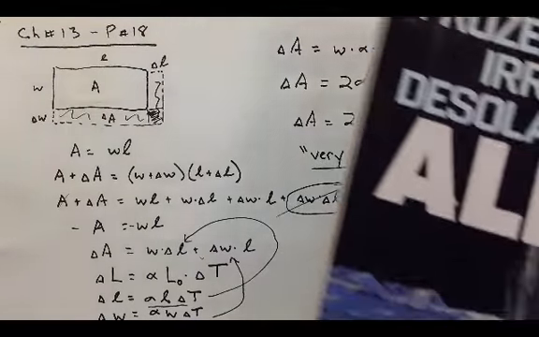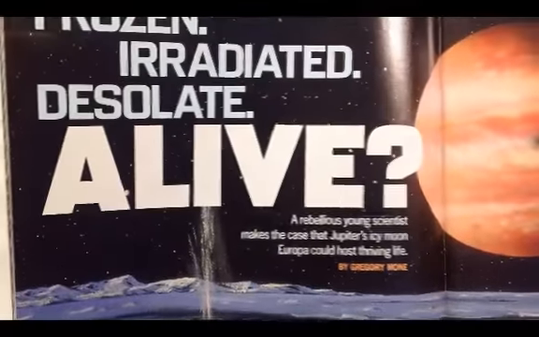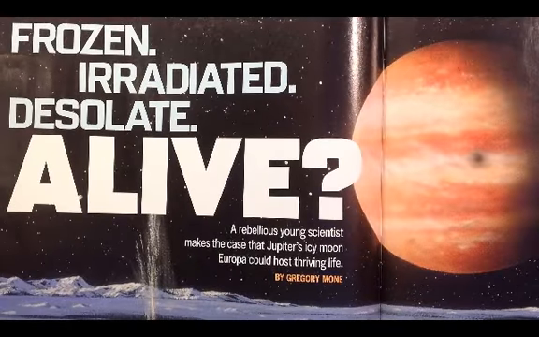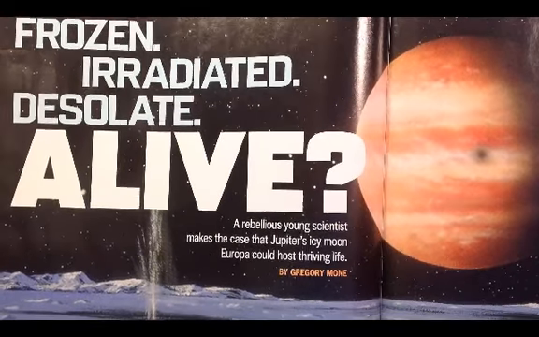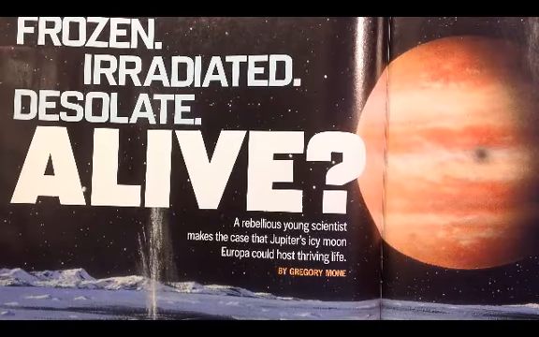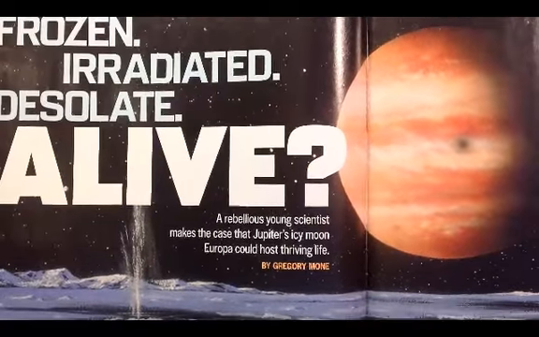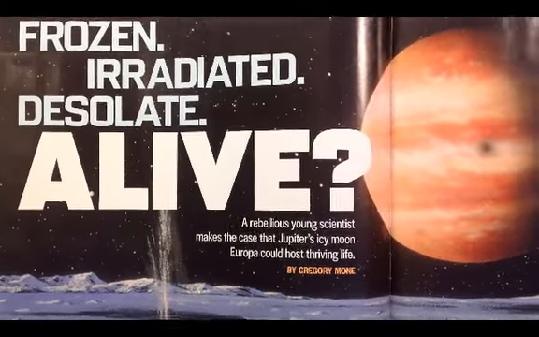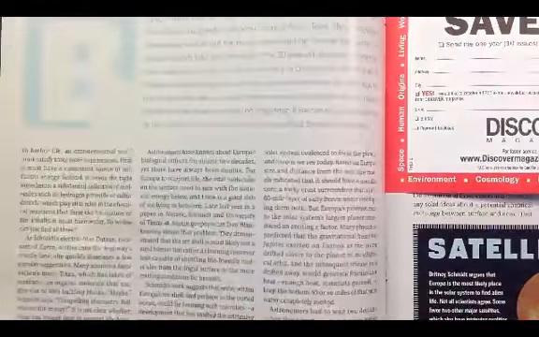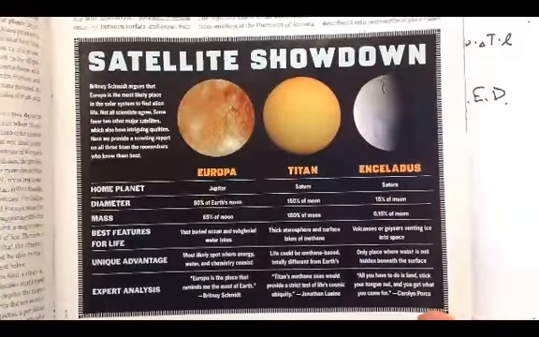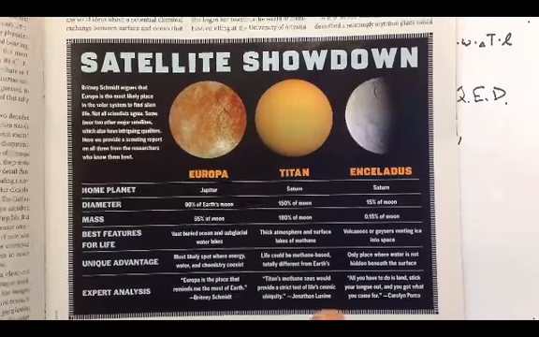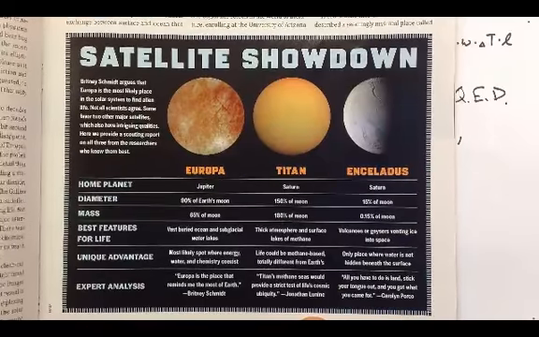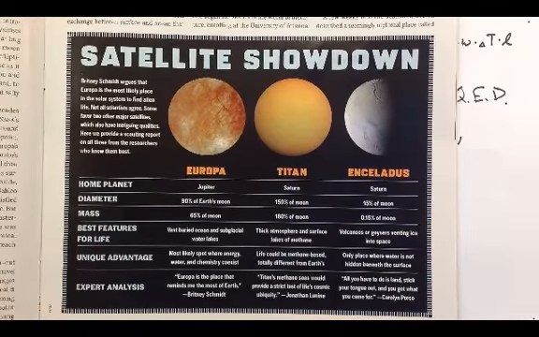For your thought of the day today, is there life elsewhere in our solar system? As it turns out, for many years we've thought that one of Jupiter's largest moons, Europa, could have life on it, even though it's frozen and irradiated and desolate. So anyway, super interesting article. If you're interested in learning more about some of Jupiter's moons and some of the unique features and what, if any of them, could support life, see Mr. Kurse. I'll have this article with me all week.